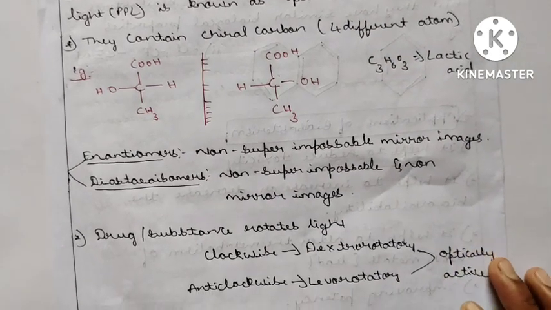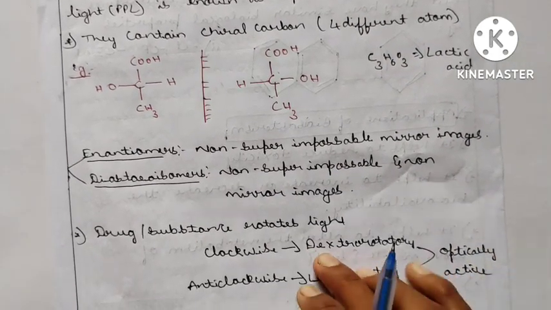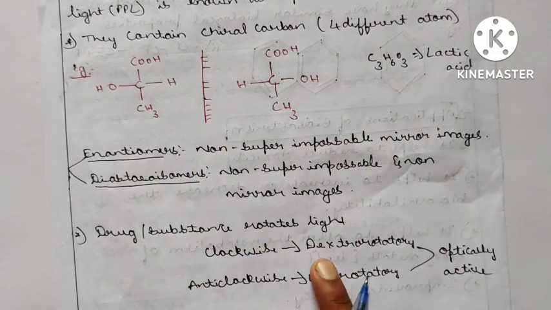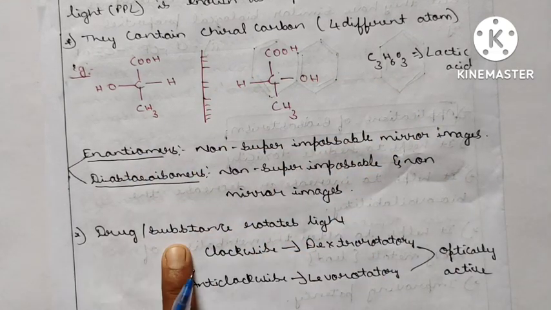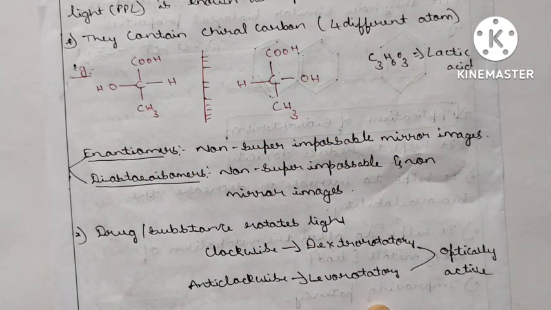Now drug substances rotate clockwise or anti-clockwise. If they rotate in the clockwise direction, they are known as dextrorotatory. Anti-clockwise direction, they are known as levorotatory. Now sir, you are telling this much in this video. Now, what is the importance of that? About this optical isomerism? Why do we want to study this in medicinal chemistry?